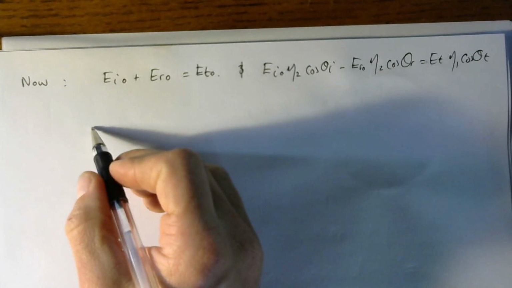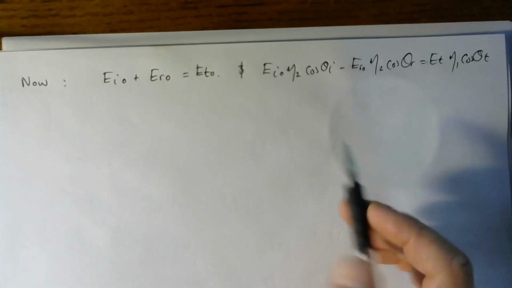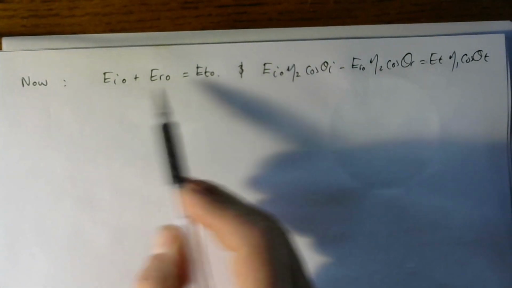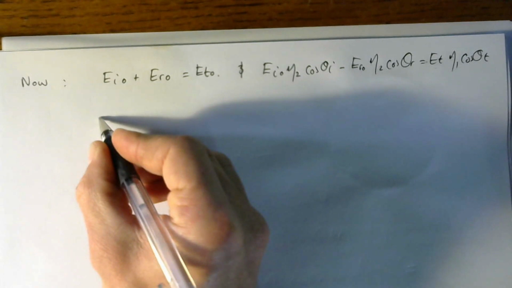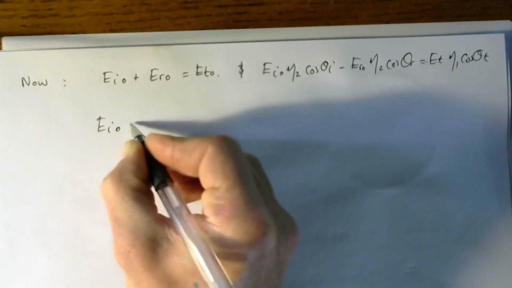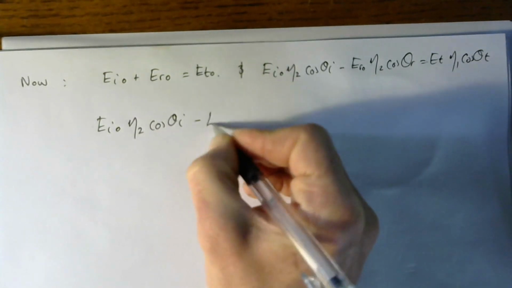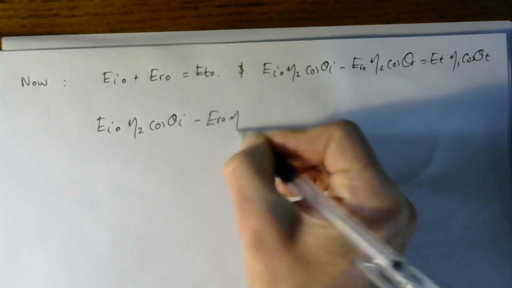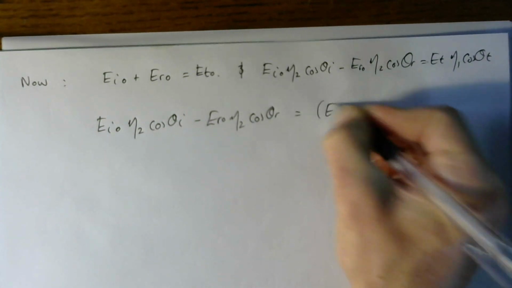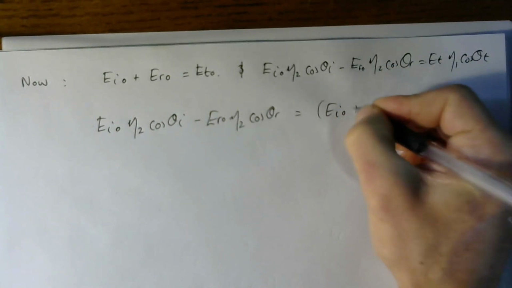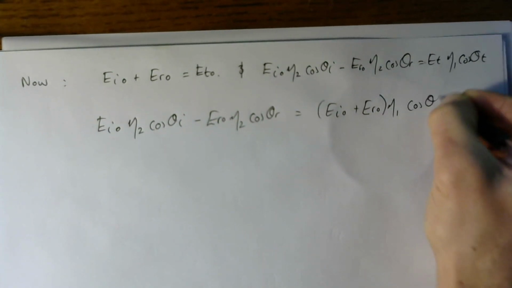So let's see what we can do. This one we can rewrite a little bit differently. I can also substitute this for ET0. Okay, so then I have something that looks like this: EI0 eta 2 cos theta I minus ER0 eta 2 cos theta R is equal to EI0 plus ER0 times eta 1 cos theta t.